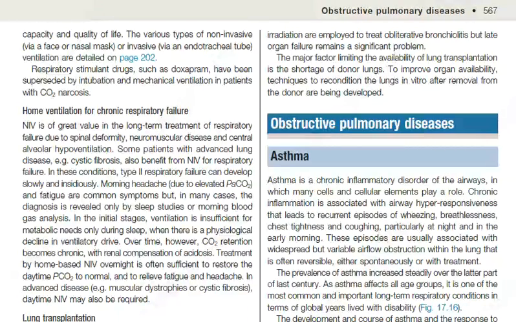Treatment by home-based NIV overnight is often sufficient to restore the daytime partial pressure of carbon dioxide to normal and to relieve fatigue and headache. In advanced disease, for example muscular dystrophies or cystic fibrosis, daytime NIV may also be required.